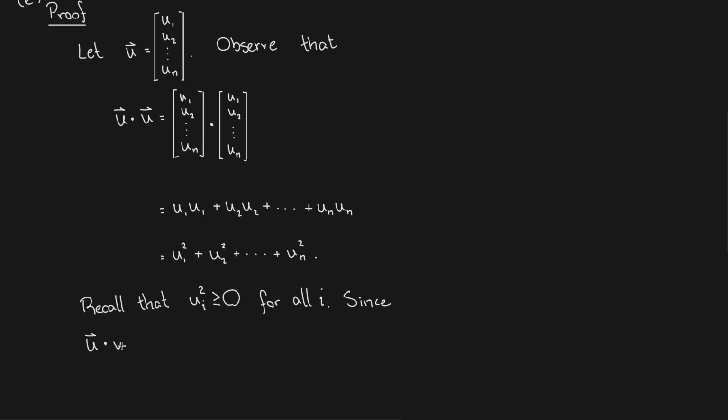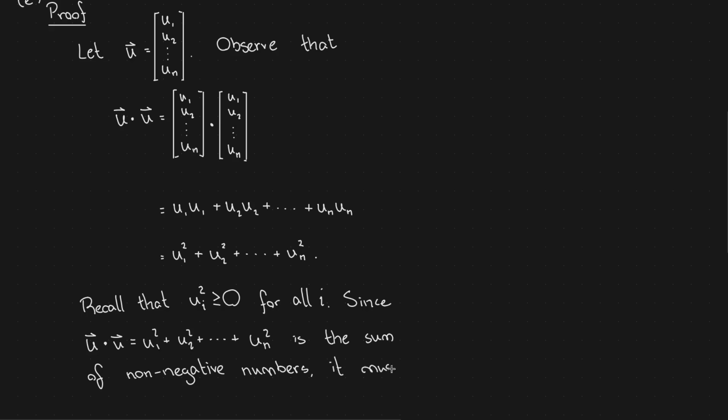Since u dot u equals u1 squared plus u2 squared plus dot dot dot un squared, is the sum of non-negative numbers, it must be that u dot u is also non-negative.